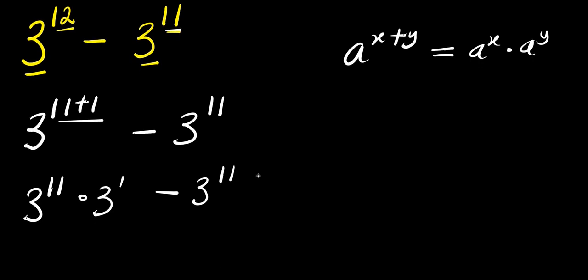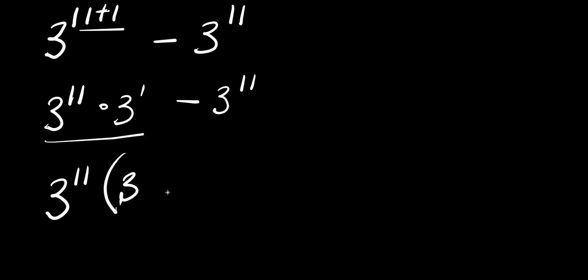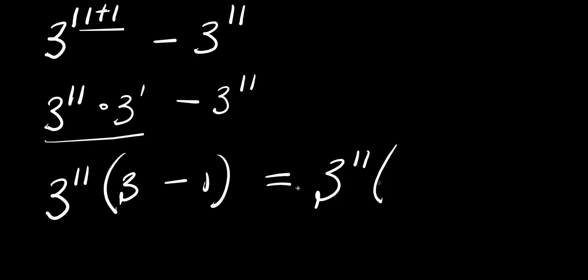So from here, we have 3 to the power of 11 times this divides 3 power 11. This is 3 minus 3 power 11 divides 3 power 11. That is 1. And this simply gives us 3 power 11 times 3 minus 1. That is 2.